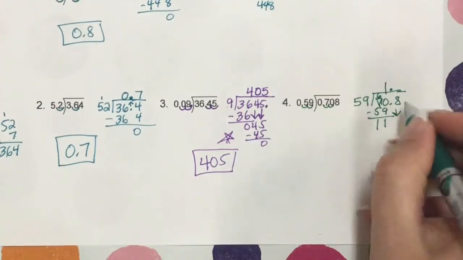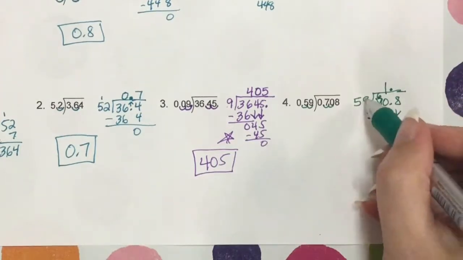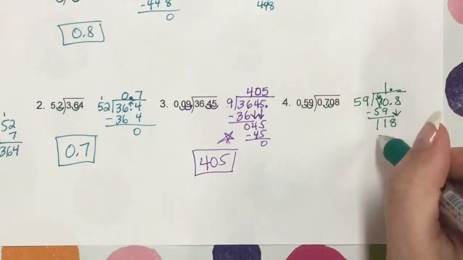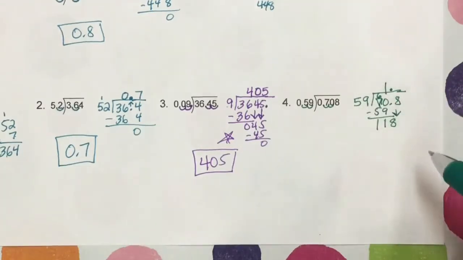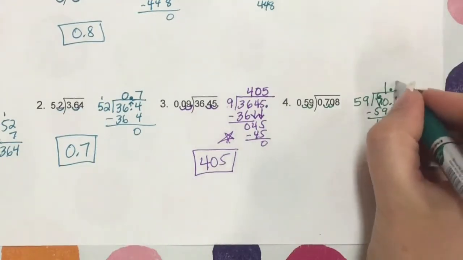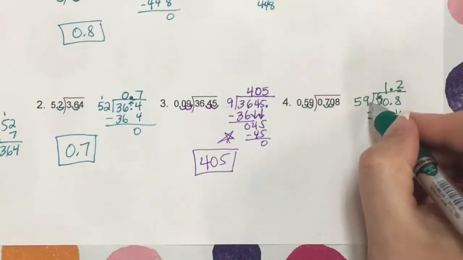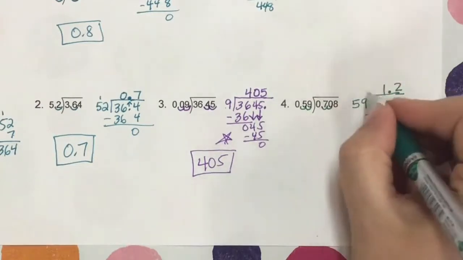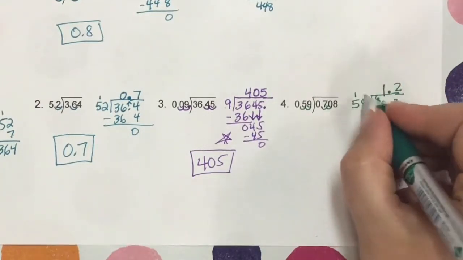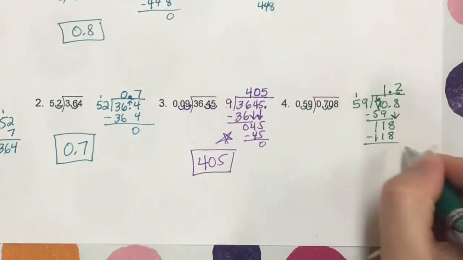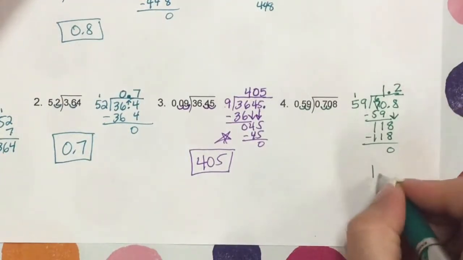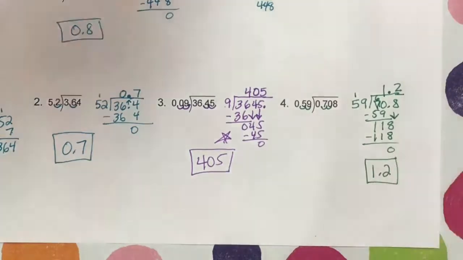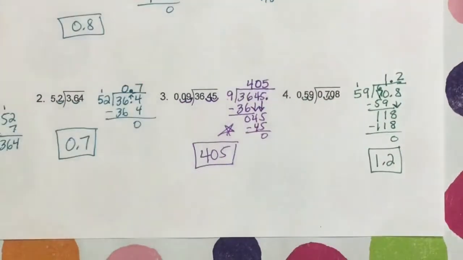So now we're going to go ahead and drop that 8 down. 59, how many times does it go into 118? I would say that it probably goes in 2 times. So let's go ahead and put 2. 2 times 9 is 18. Carry the 1. 2 times 5 is 10 plus 1 is 11. Hey, that's awesome. So no remainder, nothing else to drop, so we're done. The answer is 1.2. If you got that right, great job. Okay, so we're going to move on to the next page.